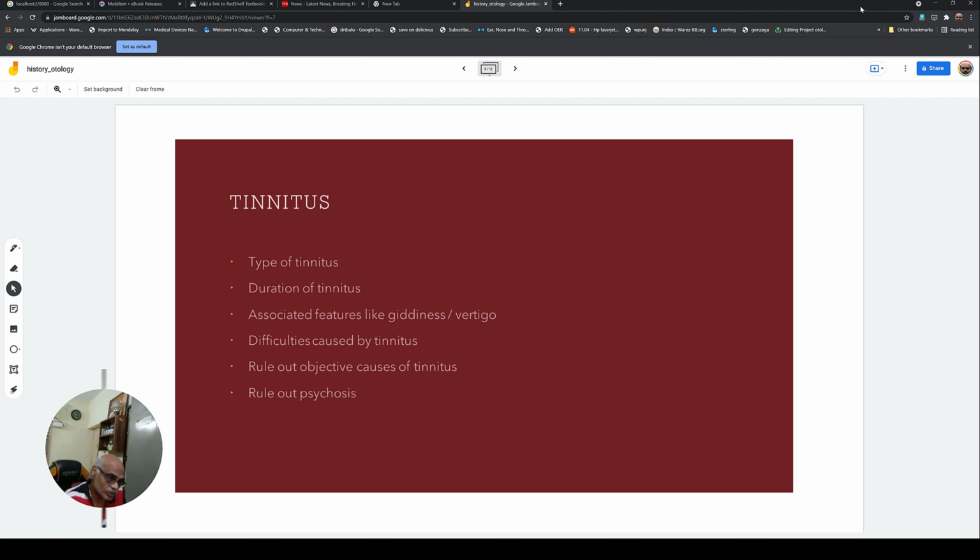If the tinnitus is associated with giddiness and vertigo, then invariably you should rule out Meniere's disease. So the classic associated features with tinnitus could be giddiness or vertigo. And then the patient should be directly quizzed regarding the various difficulties caused by tinnitus. The patient could have problems with sleeping. They are insomniacs. They are unable to sleep because of this tinnitus.